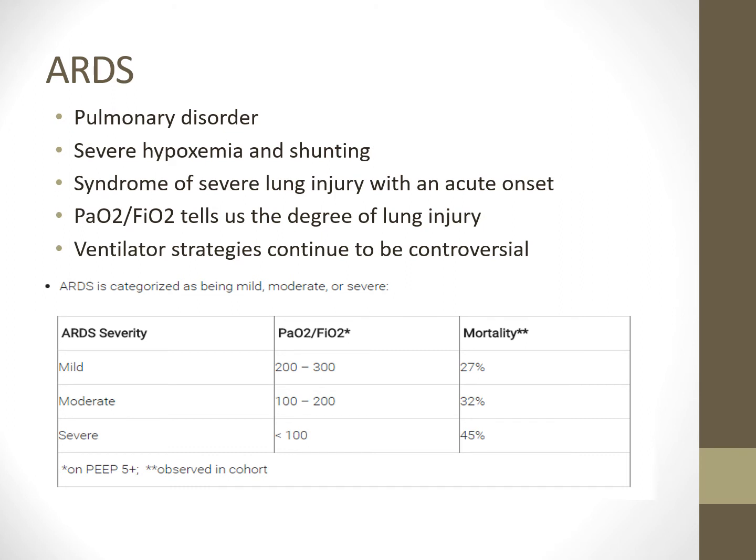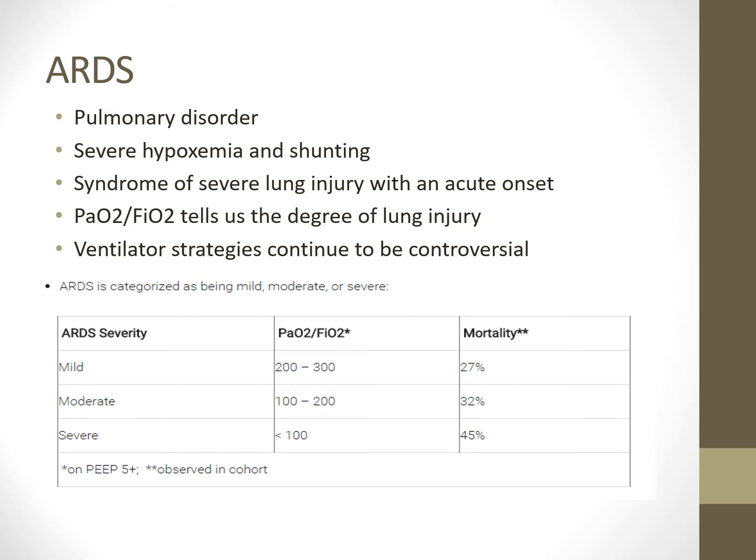So we have developed severe hypoxemia with these patients and shunting. It's basically a syndrome of severe lung injury, and it has an acute onset. The PF ratio that you talk about tells us the degree of lung injury, and the different strategies and modes of ventilation that we use continue to be controversial on what works best. So it's kind of like one of those little experiments with each patient, on how they respond and what else is going on with them.